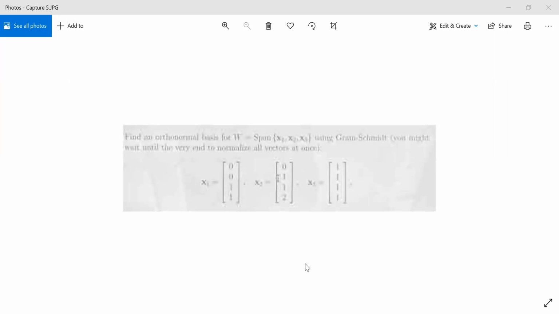Okay, so first I'm gonna turn this into an orthogonal basis for W, and then I will normalize it, by just making them unit vectors. So first I'm gonna start with this. We first let V1 equal X1. That's the first step of Gram-Schmidt. It's just this vector.